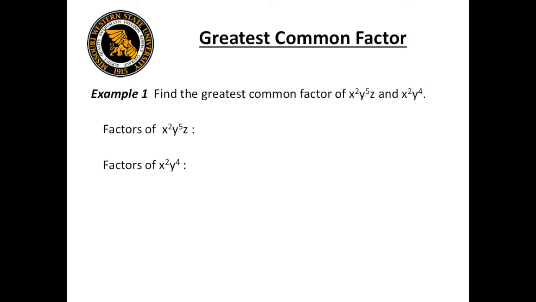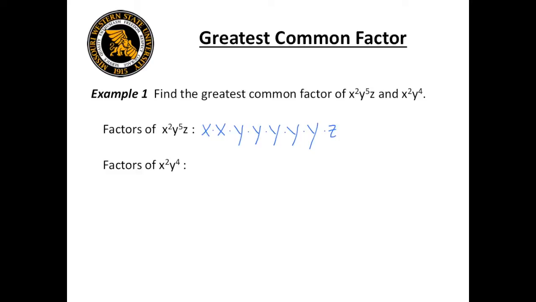Now consider example 1, in which we're asked to find the greatest common factor of two expressions involving variables. Consider the first expression, x squared y to the fifth z, all being multiplied together. The factors of this expression consist of the product of two x's, since we have x squared, the product of 5 y's, since we have a y to the fifth, and then a factor of z.